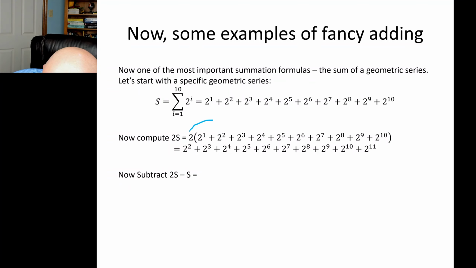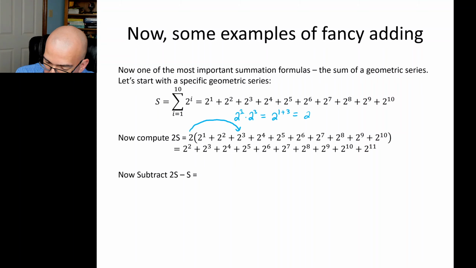So from this term to this term, for example, that's 2 to the power of 1 multiplied by 2 to the power of 3. Exponent laws says that's 2 to the power of 1 plus 3, which is 2 to the power of 4, this term there. So we're just expanding it out, each one multiplying the 2 in all the way through. Now what we'll do is we'll take 2s and we'll subtract 1 times s from that. We'll do it in columns.